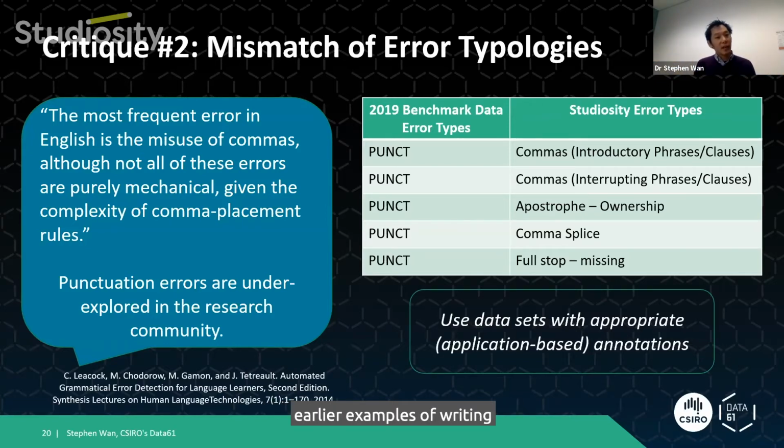If you consider the earlier examples of writing feedback, the tutor was pointing out a specific kind of problem to do with the comma and the fact that it was something to do with introductory phrases. So the key thing to learn here is that the granularity of the grammatical error types that we need to have in the data set need to be appropriate for our writing feedback application.